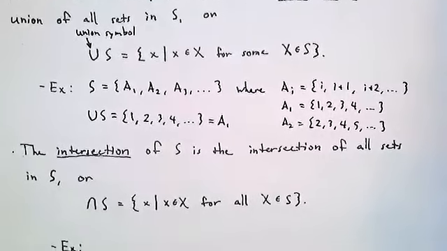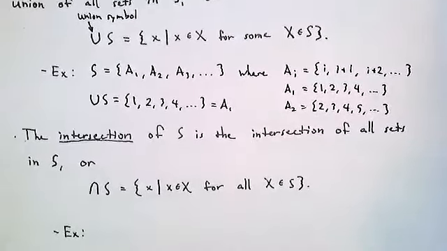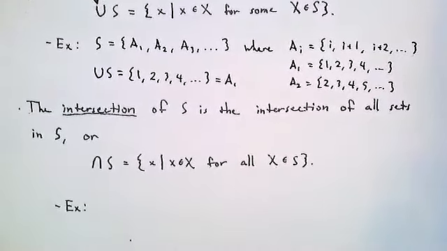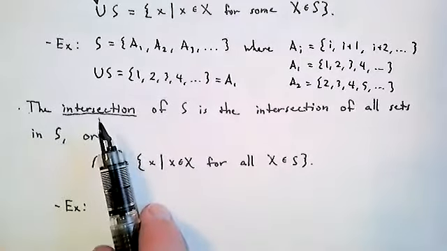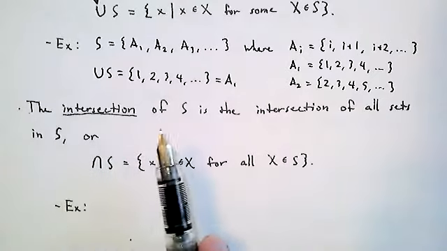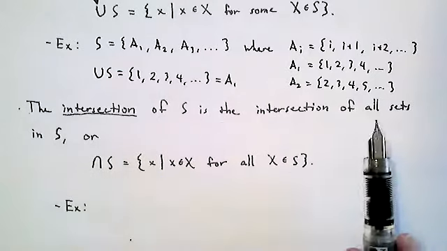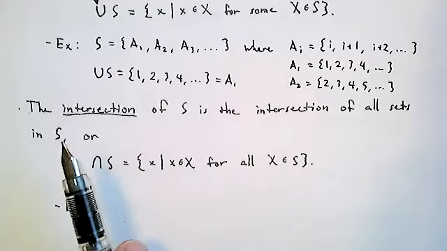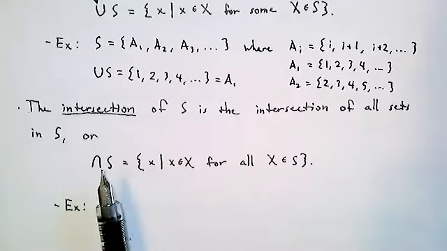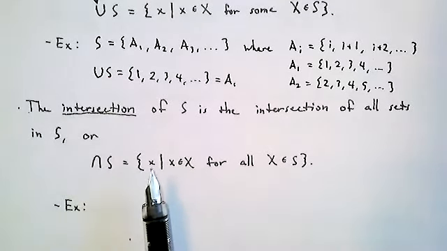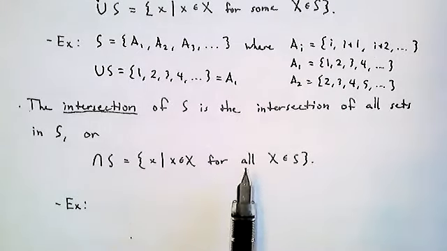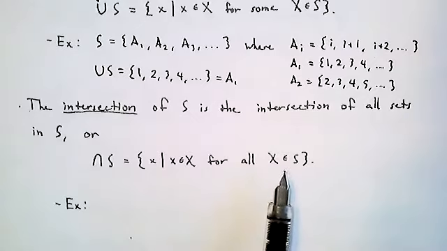Okay, so let's stick with this family as we go to this next concept. Now we want to look at an intersection of a family. It's the same kind of thing. The intersection of a family S is the intersection of all sets in the family S. And this is the set builder notation. The intersection of S is equal to the set of x such that x is an element of big X for all sets big X in your family.